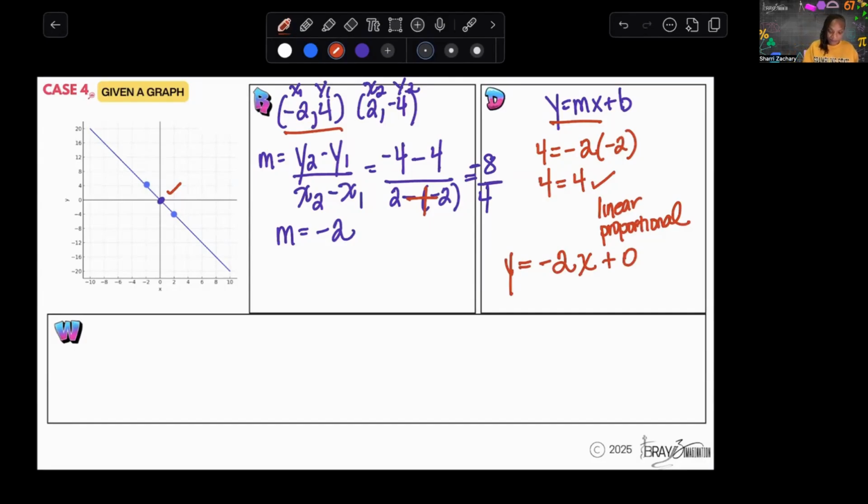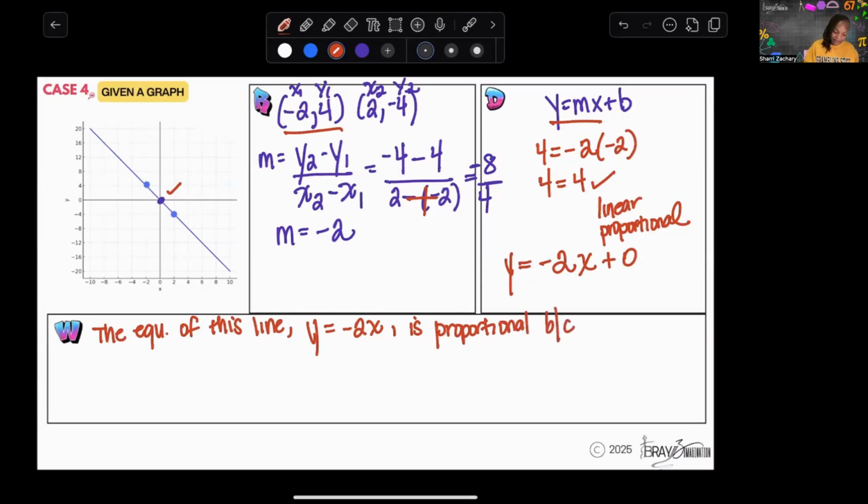All right, so now when we go to write our equation in our box, we are going to say the equation of this line, y equals negative 2x, is proportional because it passes through the origin, period.